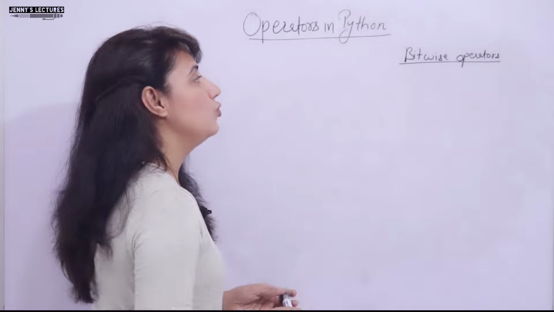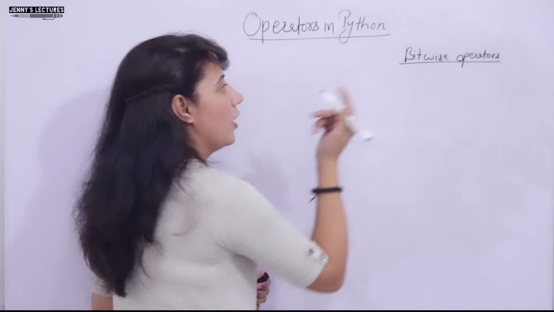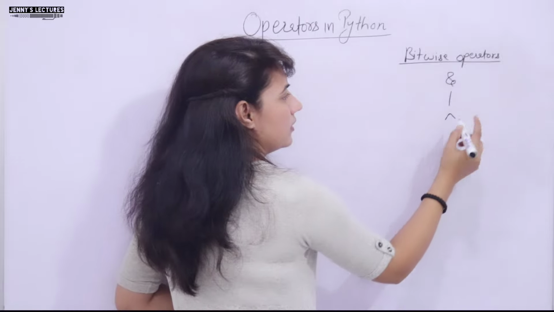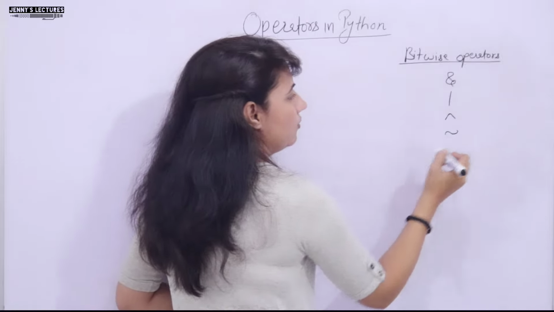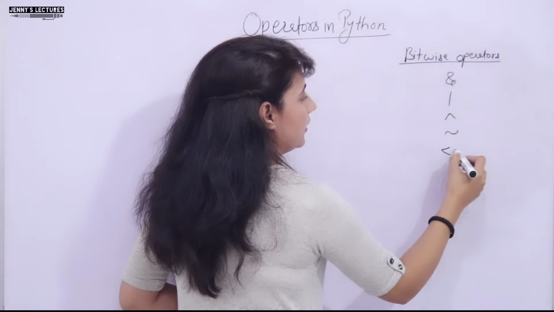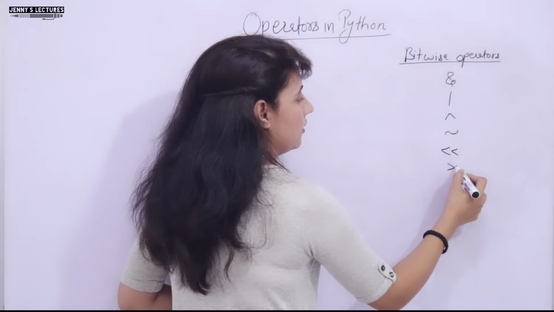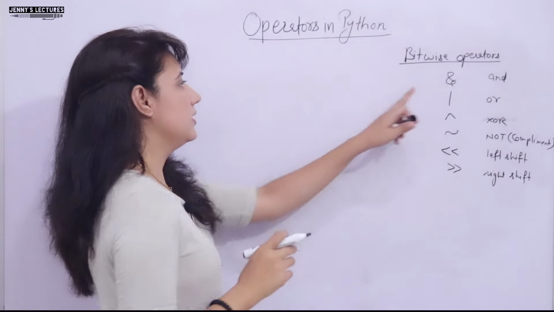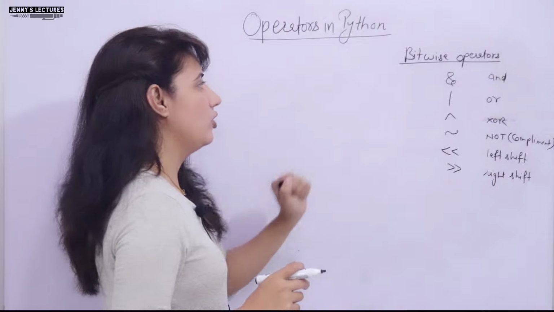First of all, let me tell you what are bitwise operators. We have bitwise AND, bitwise OR, XOR, then we have complement, or you can say NOT, then we have left shift, and then we have right shift. So these are bitwise operators. So first of all, we will be discussing the working of bitwise AND operator.